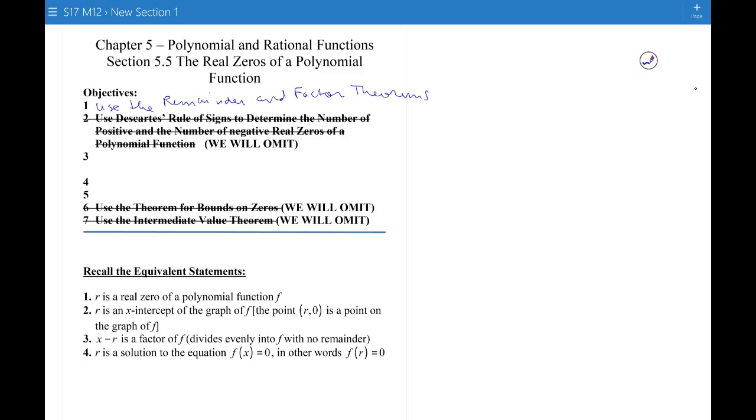Then I'm not going to talk about Descartes' rule of signs because I don't find it that useful. You can read about it in the book if you like. And then we're going to use the rational zeros theorem to list the potential or possible rational zeros of a polynomial function.